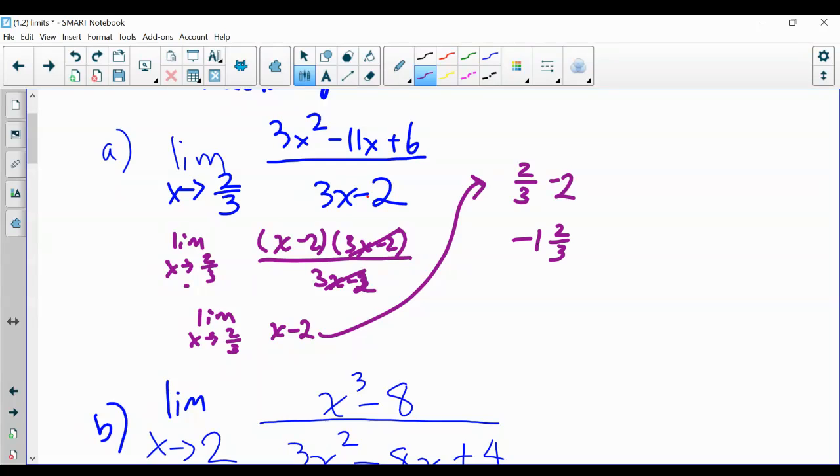for this expression. And I'm wrong, that's x minus 3. My bad. So I get negative 2 and 1/3. So this limit of 3x squared minus 11x plus 6 over 3x minus 2 would just be negative 2 and 1/3. And that's your y value or your limit value that you're approaching.